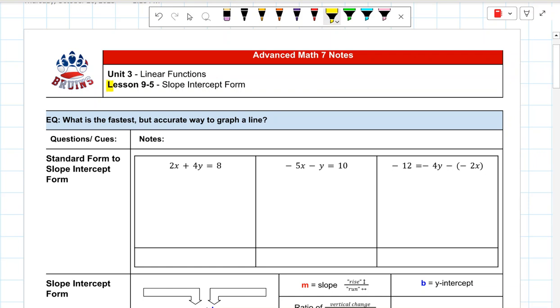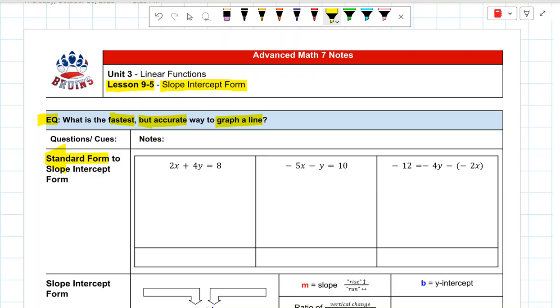Lesson 9-5, we are learning how to deal with the slope-intercept form. The essential question for today's lesson is, what is the fastest but accurate way to graph a line? So we're going to learn how to do that today. But first, let's pay attention to this form right here.